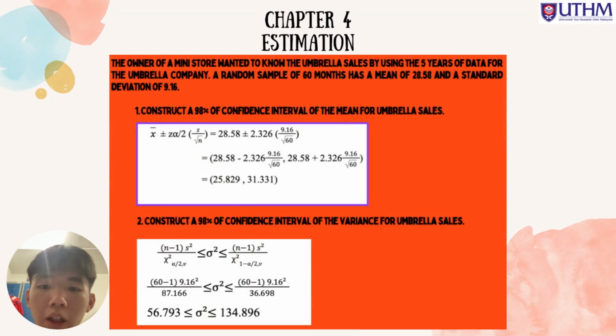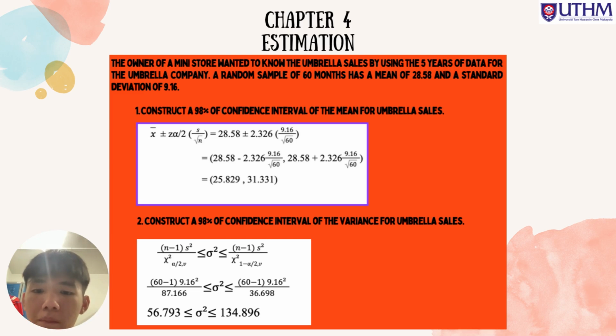Hi, it's me, Guizon again, and now I'll be presenting another topic, which is Chapter 4 Estimation. And the question here is the owner of a mini store wanted to know the umbrella sales by using the 5 years data for the umbrella company, which is from a random sample of 60 months, which is 5 years. It has a mean of 28.58 and a standard deviation of 9.16. The first test is to find the 98% confidence interval for the mean umbrella sales.